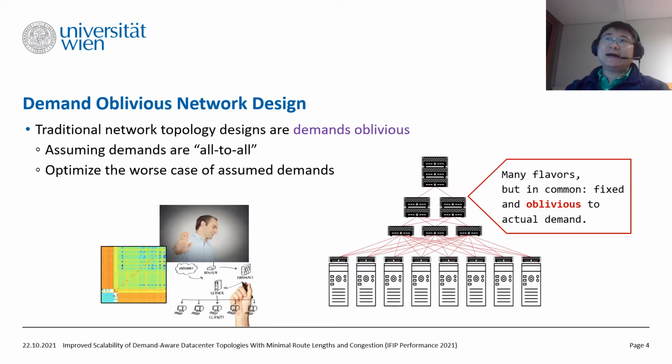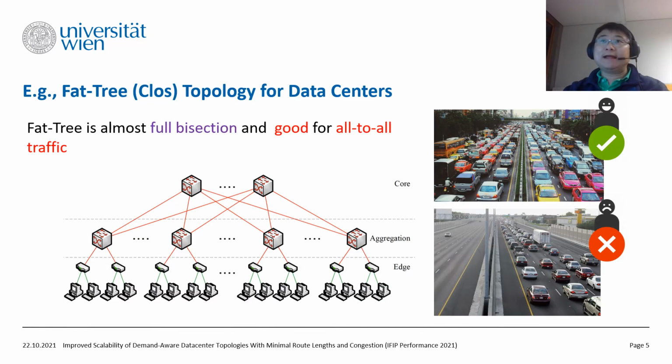Traditional network design may come in different flavors, like Fat-tree or Clos, but they are all demand-oblivious, which optimizes the worst case of all-to-all demands. For example, the current data center designs, such as the popular fat-tree topologies, focus on improving all-to-all throughput by increasing the bisection bandwidth. On the other hand, as soon as the traffic becomes more structured, the throughput suffers.